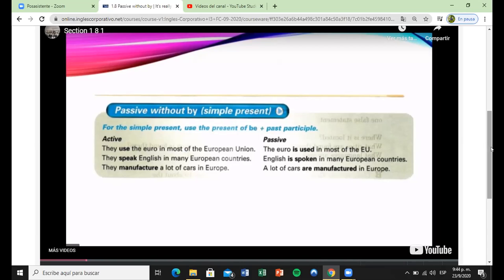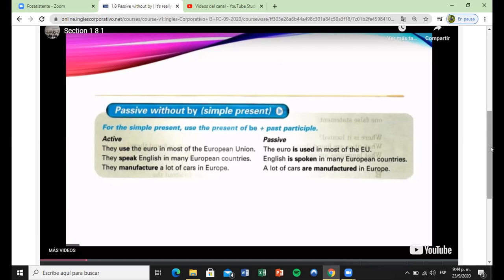Who can read the passive? Me. Okay. The euro is used in most of the EU. English is spoken in many European countries. A lot of cars are manufactured in Europe. Okay. Thank you very much. All of those are the passive.